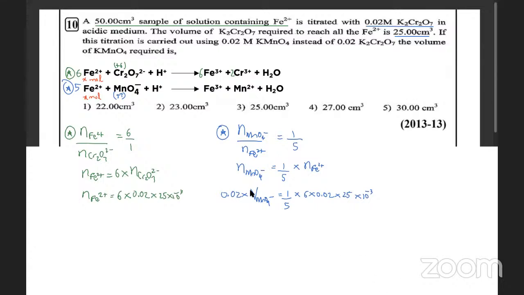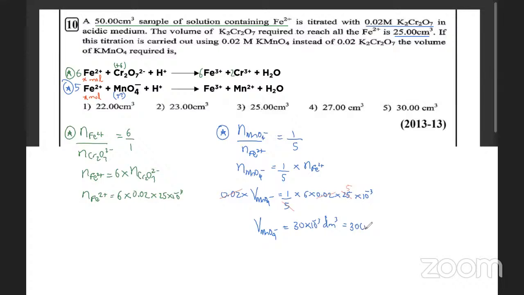Right, now okay. Then let's simplify everything and finish it off. How do I simplify this? 0.02 and 0.02, you can get rid of that. 5 and 25, you can get rid of that and put a 5 here. So finally, the volume of permanganate required, volume of permanganate is equal to 6 into 5. 6 into 5 is 30 into 10 to the power minus 3 decimeter cube, that is 30 centimeter cube.